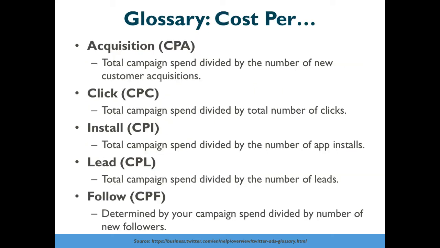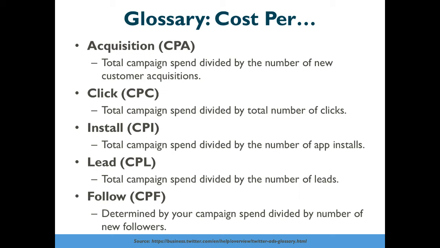And then you have the cost per definitions. So cost per acquisition, or CPA, you'll see these noted a lot of times just by their acronym, is how much you spend on your advertising campaign divided by the number of new customer acquisitions. So how much does it cost to gain a customer? Cost per click is the total amount you spend on your campaign divided by the total number of clicks.